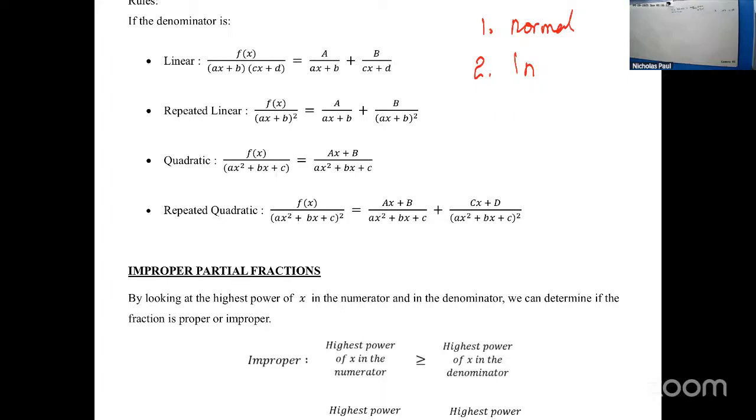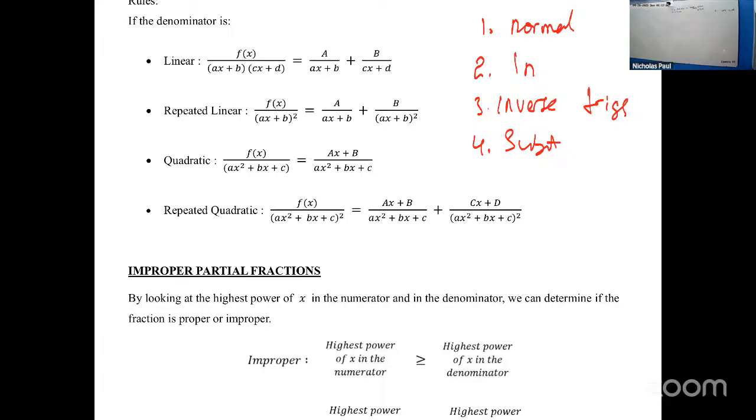If normal doesn't work and ln doesn't work, the third option is inverse trig. And your last option is substitution. When you bracket, make a substitution and work this out. It's very important because 99% of the time, the question is put in partial fractions, then integrate. So these 4 steps are important: normal, ln, inverse trig, substitution. And that's the order you do it in.